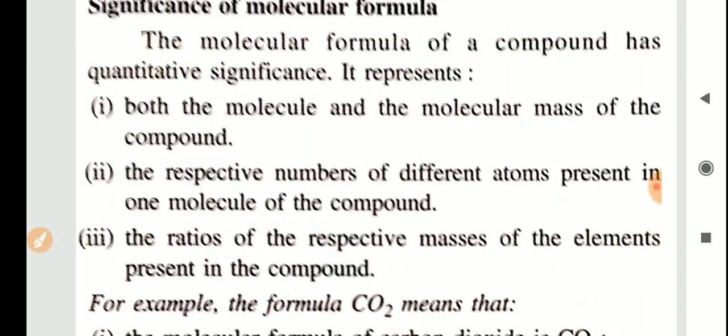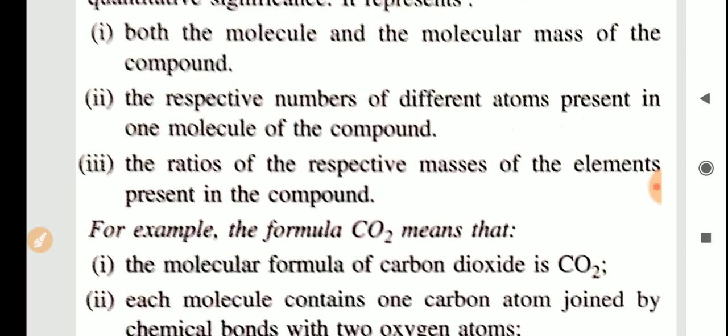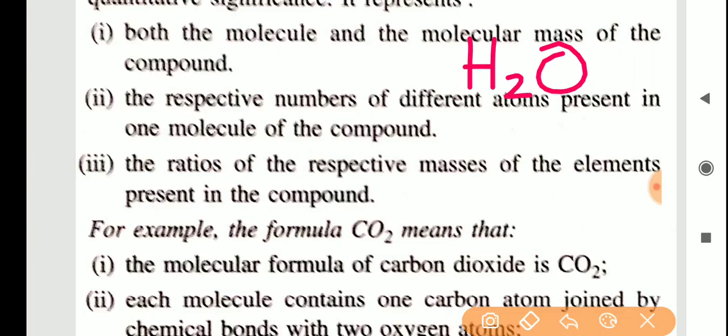Or if you are telling H2O, on looking at the formula, you can say this is the formula of water, and it has a total mass equal to this much. Don't memorize all these things. Then the respective number of different atoms present in a molecule. For example, if we are taking H2O, how many atoms does it contain? It contains 2 hydrogen atoms and 1 oxygen atom.